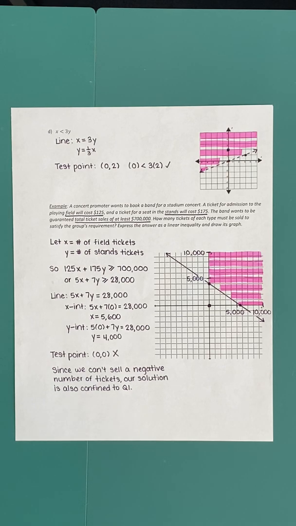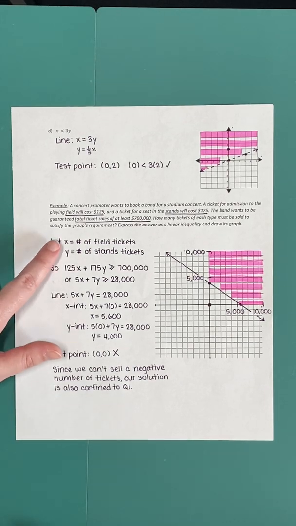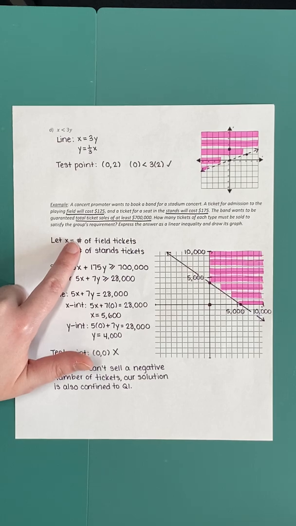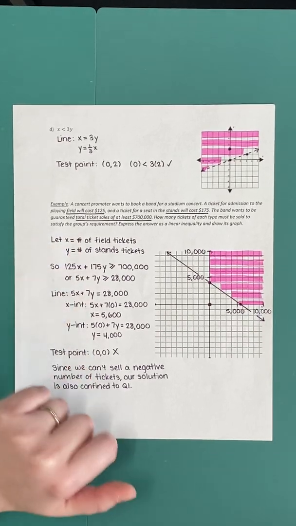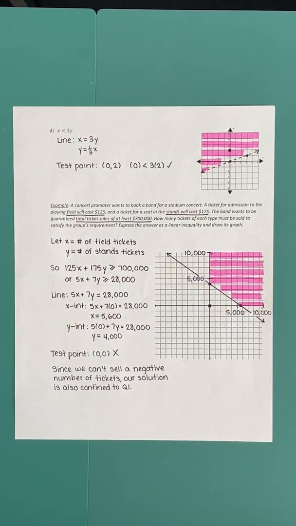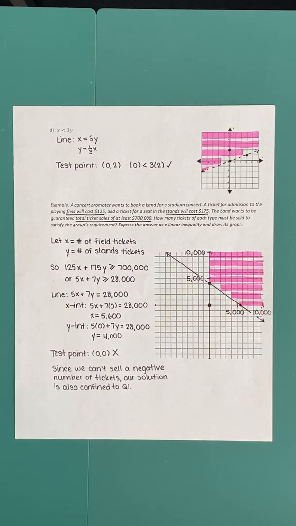So any situation where we have something unknown, we need to start by labeling our variables. Our question is, how many tickets of each type must we sell? We have two types of tickets. We have tickets on the playing field and tickets in the stands. Playing field tickets cost $125. Stands tickets cost $175. I'm going to let those two be my variables. X is the number of tickets on the field, and Y is the number of tickets in the stands. Those are the values we're interested in at the moment.